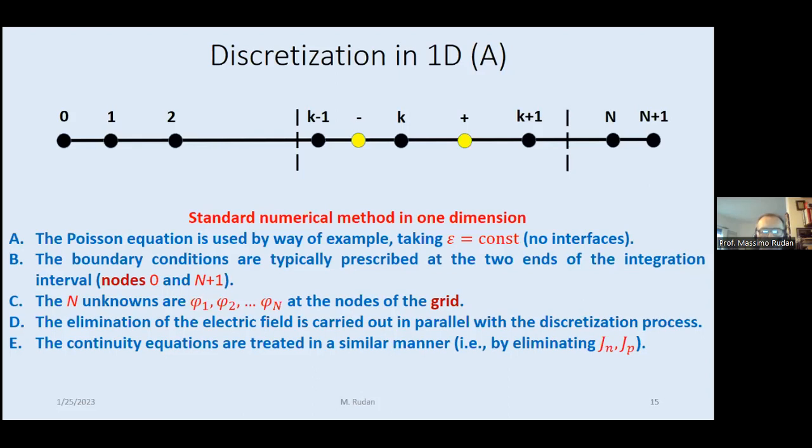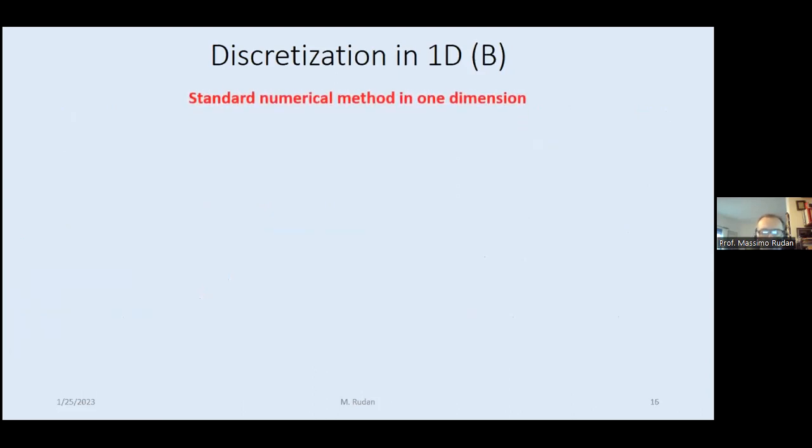The segment between two consecutive nodes is called an element, and the midpoint of the element is the yellow dot. Two of them are shown in the figure. The segment between two yellow dots is called the cell. So what we want to do is solve the Poisson equation.